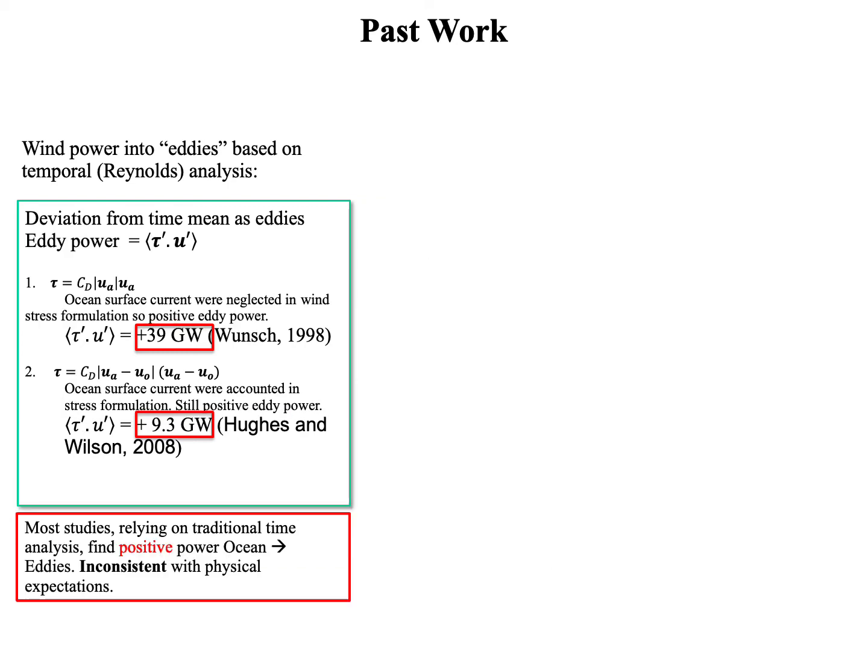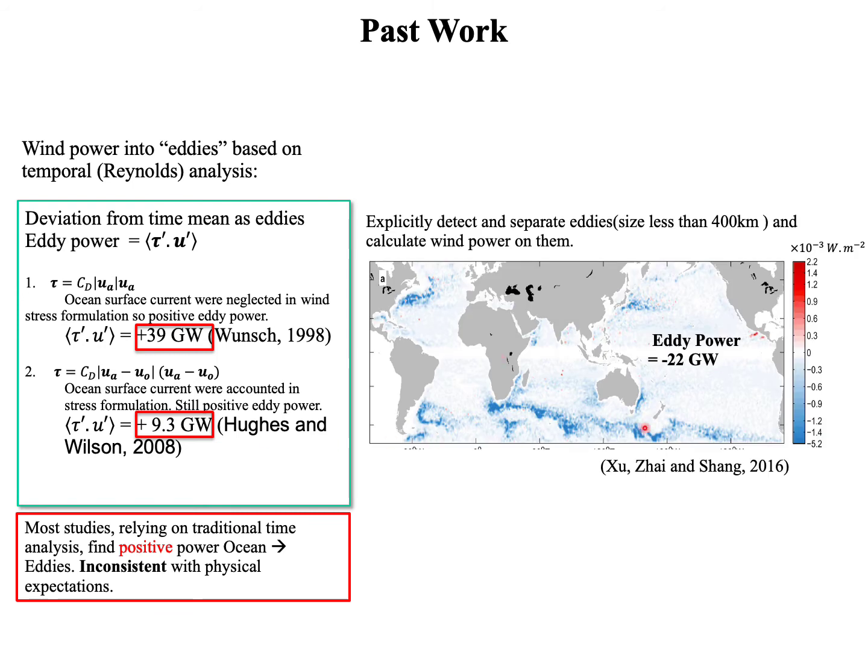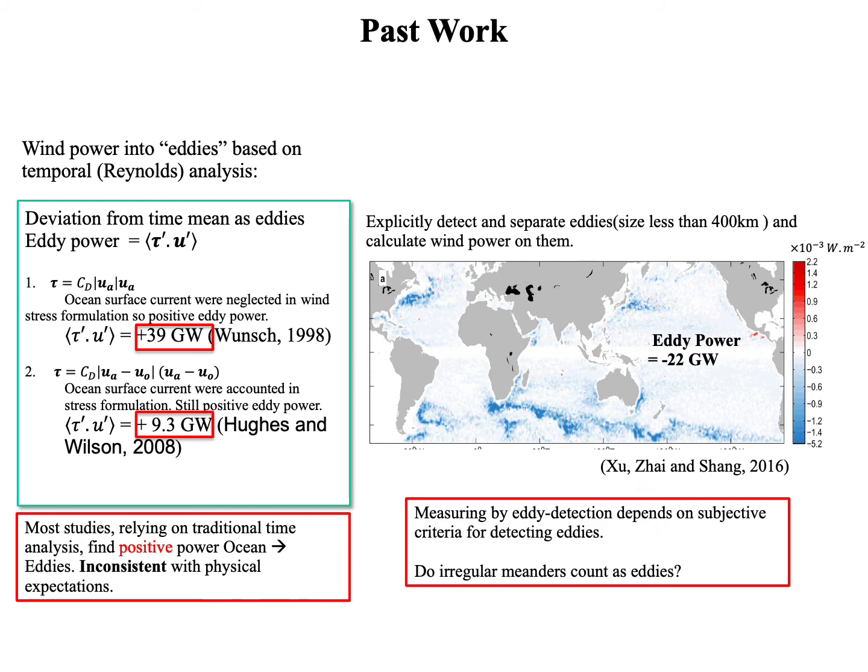And so there's some inconsistency, and people have tried to use eddy detection in the ocean, important work in 2016. By detecting an eddy and measuring the wind work on those eddies, people have come up with a number of minus 22 gigawatts in the global ocean. But again, this depends on how you detect eddies. What is an eddy? Is it a circular eddy? How long does it persist? So it's somewhat subjective.